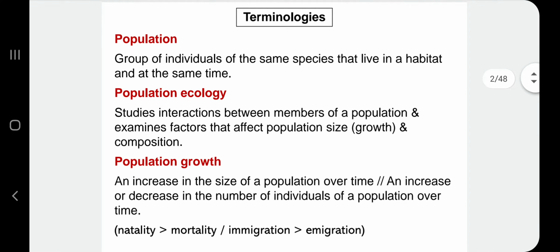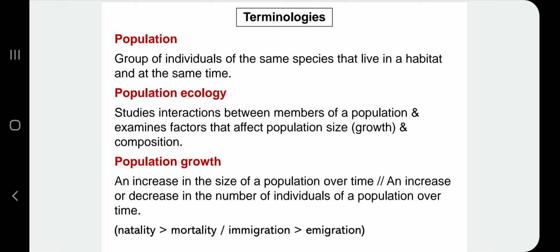So we look first at other terminologies outside what we have discussed in the learning outcomes. The first one is population. Population refers to a group of individuals of the same species that live in a habitat at the same time. For example, the human population that includes students, lecturers, staff and so on that live in a matriculation college. All the humans in the matriculation college are one species, which is Homo sapiens. Many individuals of one species, we call a population. And they must live in a habitat at the same time.